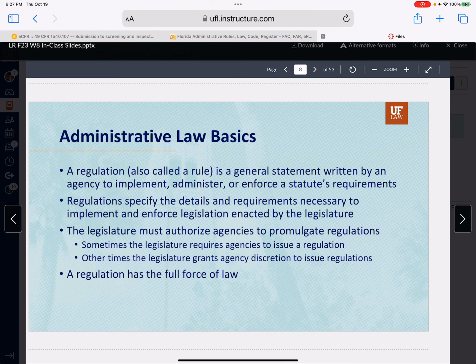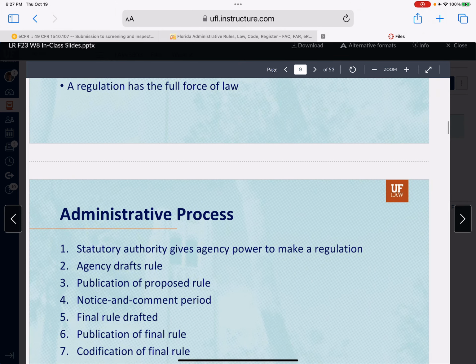This is a very important point. Regulations have the full force and effect of law, okay? Just as much as a statute does, okay? That's a common question. So remember that.